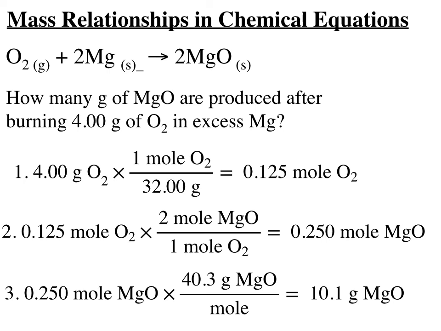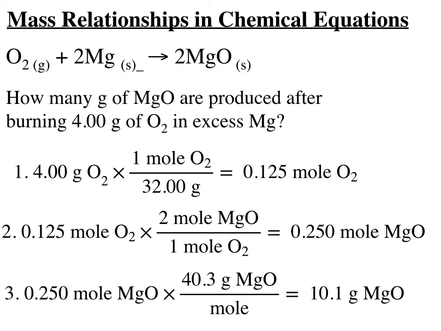Now, how much does that MgO weigh is actually what question I'm asked. So I find the molar mass of MgO, and when I multiply by that molar mass, which is 40.3 grams per mole, times the 0.25 mole of MgO, I get that I'm going to produce 10.1 grams of MgO.